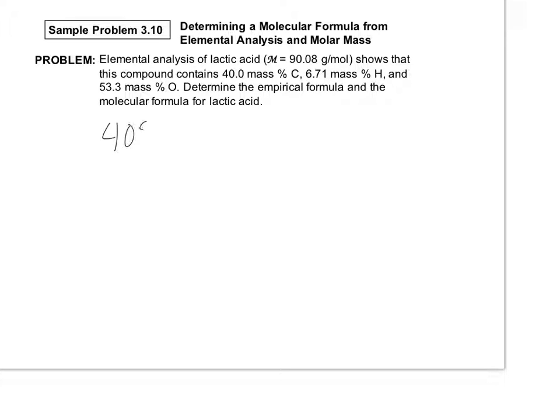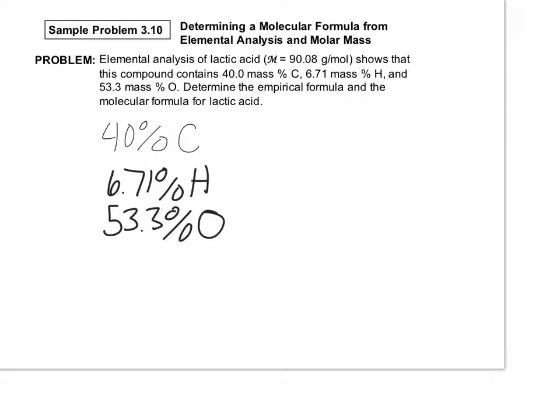I know I have 40% carbon, 6.71% hydrogen, and 53.3% oxygen. Now, remember, we need moles to determine the empirical formula. And the information they've given me here is all percentages. And so I'm going to give you a hint here.